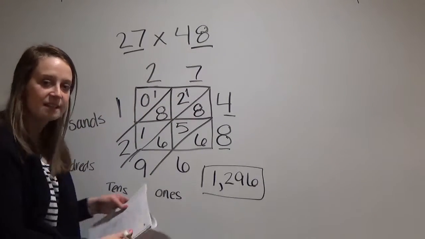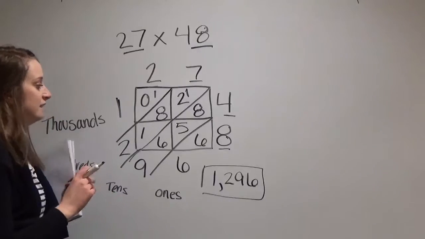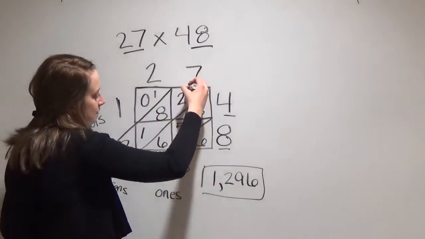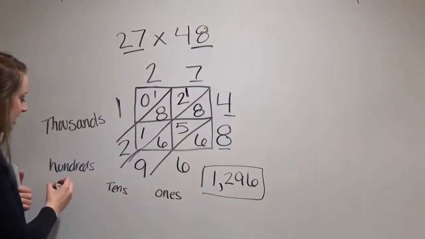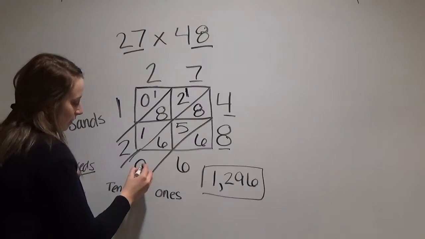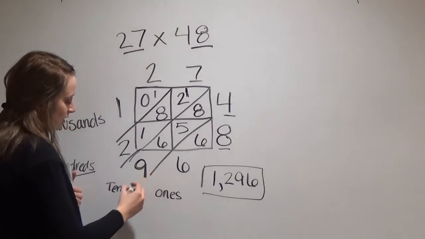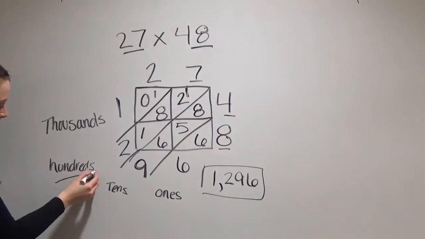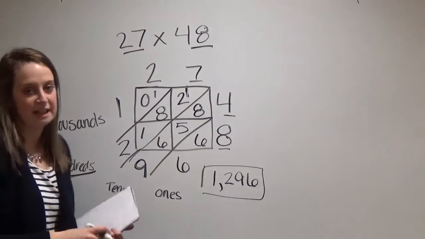So when we carry, similar to how we carry in our standard algorithm, we just move our tens place up to the next place. So we keep our 9 in the tens place when we had our 19, and we moved our 1 up to the hundreds place. So we just carry to the next place value.